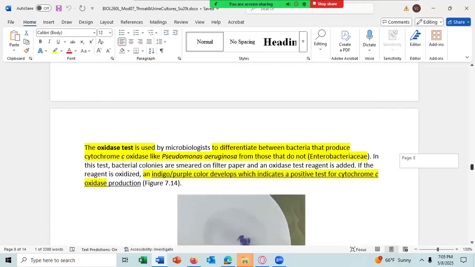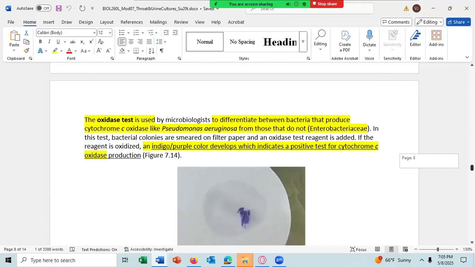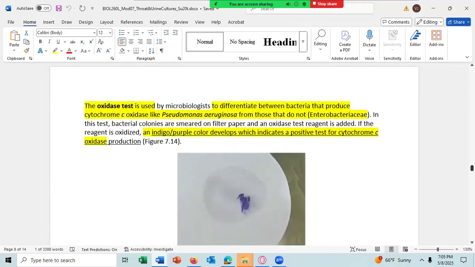The oxidase test is frequently used to differentiate Enterobacteriaceae from Pseudomonaceae because it's very quick, and you just put the bacteria on, and if the oxidase is present, it will turn blue. If oxidase is absent, you will not see the blue within 30 seconds.